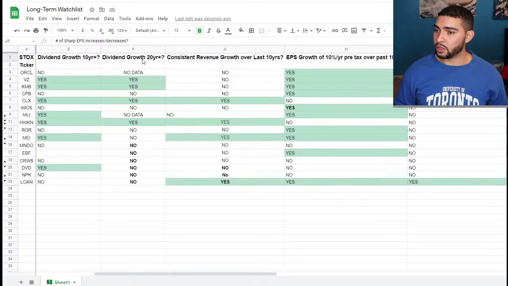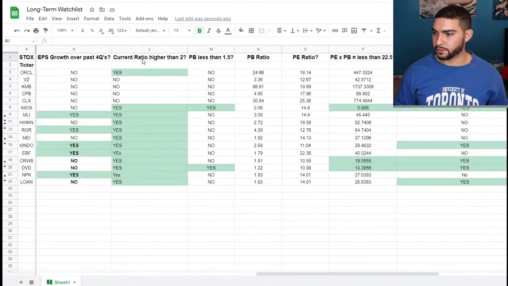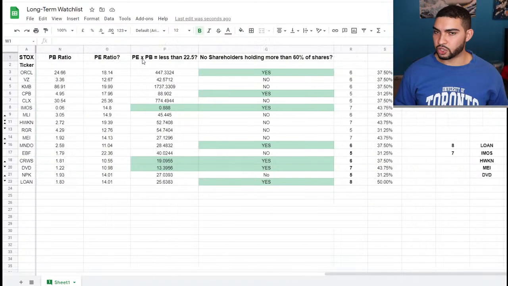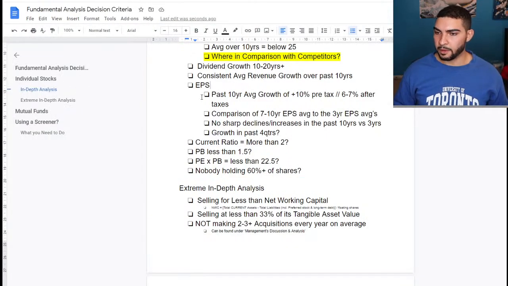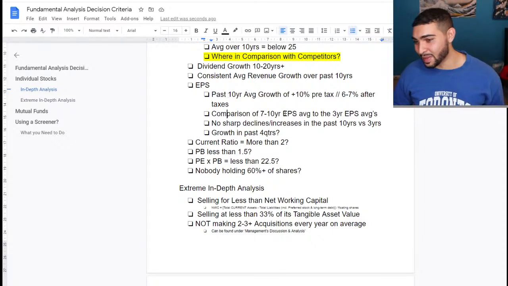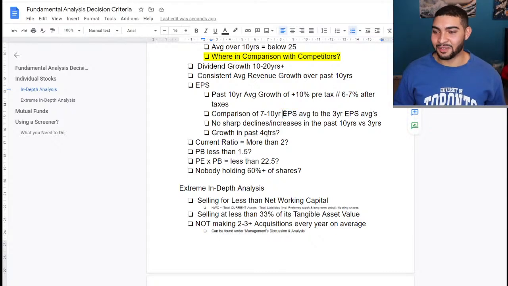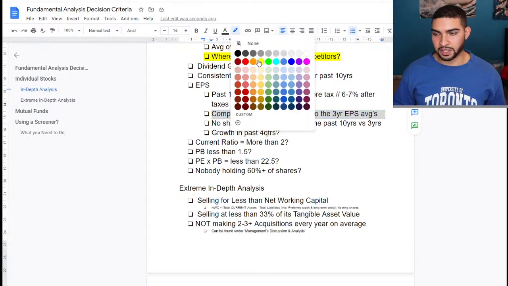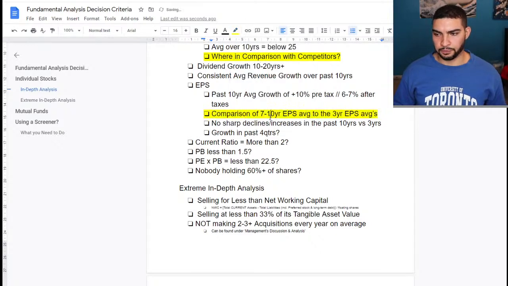We did not look at that. Oh, we did. Yeah. Consistent revenue growth over the last 10 years. So we've already looked at that. Let's try to see what else we got. EPS, we've already looked at the average 10-year growth. Comparison of the 7 to 10-year EPS average, and then comparing that to the 3 EPS averages. As you guys can probably tell, this will take a pretty long while. So again, we're going to highlight this and try to go to something that's a little more simple.